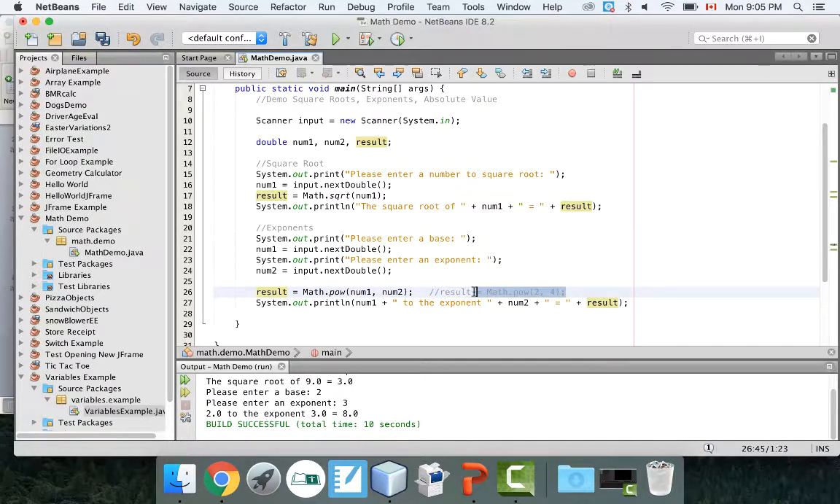Okay. Just make sure you're not doing this: 2 to the exponent 4. In some languages, that is the correct way of doing it, but not in Java. It won't work properly. You have to use math.pow.